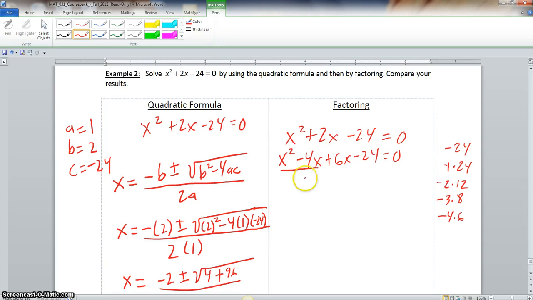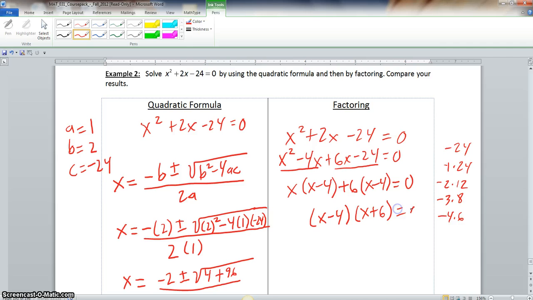We group the first two terms and we can factor out x, and we'll be left with x minus 4. We group the second two terms, which factors out the positive 6, and we'll be left with x minus 4. And that equals 0. These two parentheses match up. You write it down once, and what's left, you write it in its own parenthesis.